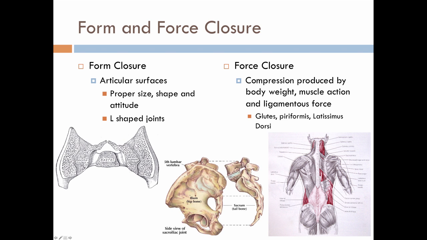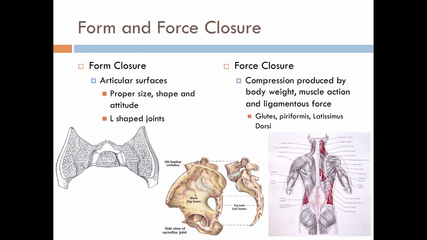But then if we look at all the different myofascial components that cross from sacrum to innominate or extremity or back, we start to see some of the structures that will supply that compressive force through the joint and help support it.